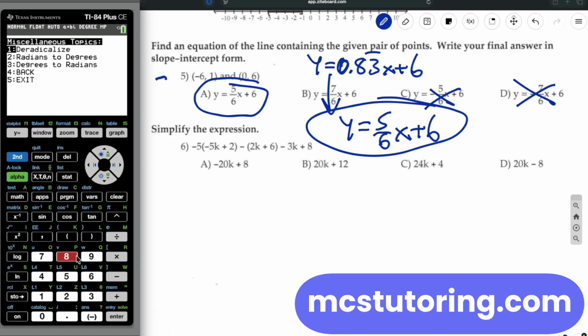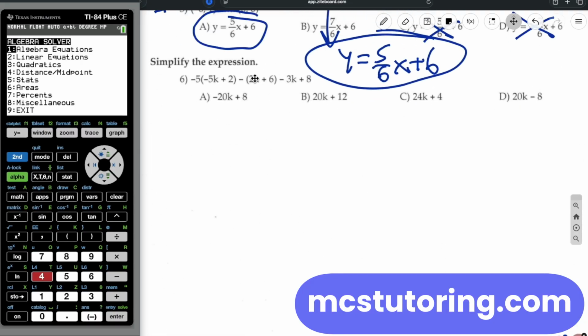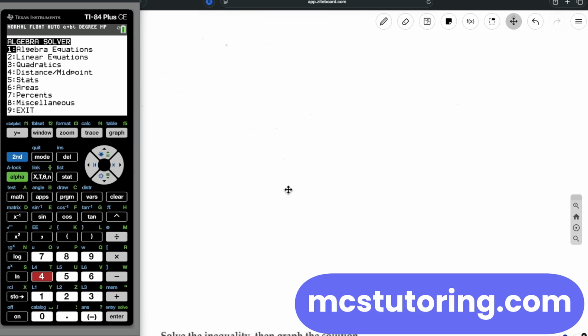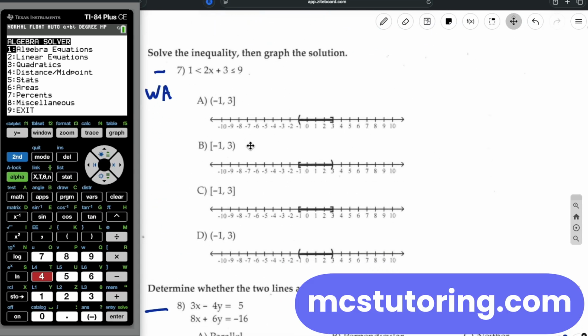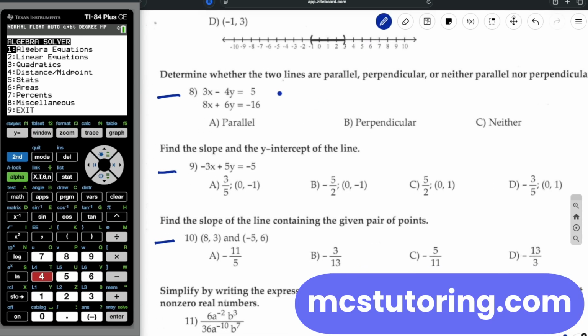What's in the miscellaneous menu? Okay. No, it's not there. We're going to go back. Okay. We go on. I can't simplify the expression yet. I'm not smart enough at coding to do that. Again, that's a workaround. That's what WA means. Okay. Now to this one, number 8.